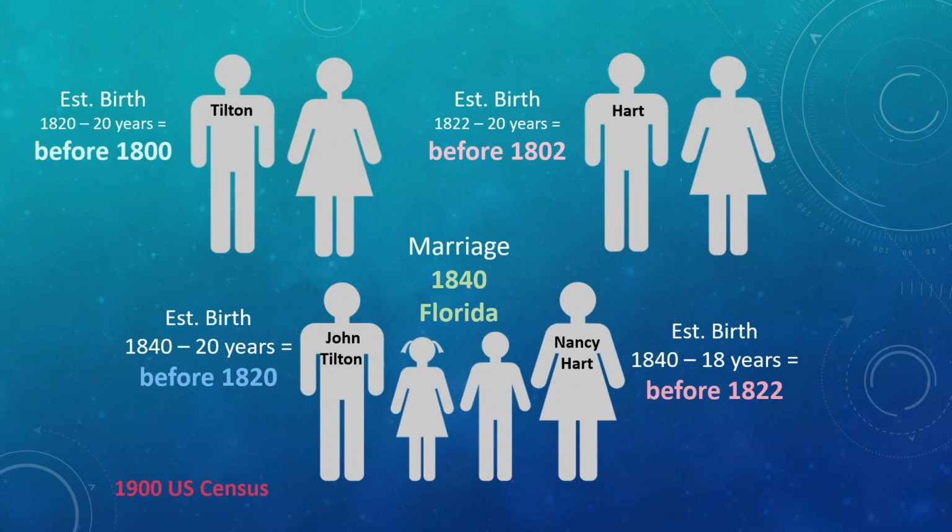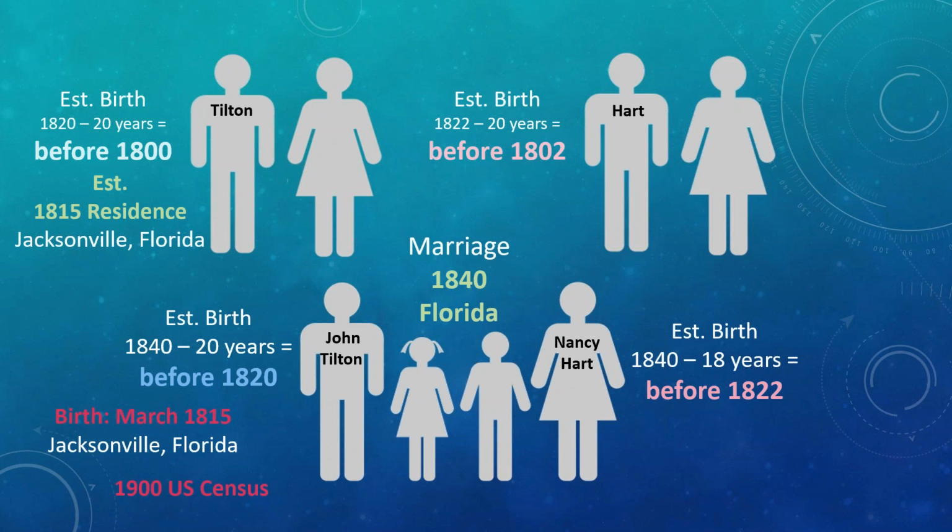Now, next I find a census record, 1900, which shows a John Tilton married to a Nancy. They were married about 1840. And that record actually tells me his birth. I love the 1900 census because it also gives you the month. And it says that he was born in March of 1815. And March of 1815 is before 1820, so that fits my criteria. And that he was born in Jacksonville, Florida, which is consistent with the fact that they were married in Florida. But what it also does is it tells me that his father was probably residing in Jacksonville, Florida at the time that he was born.